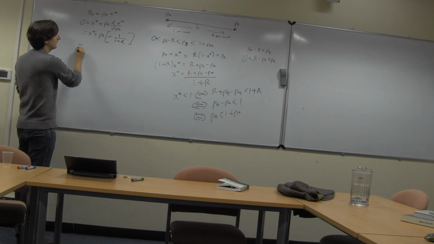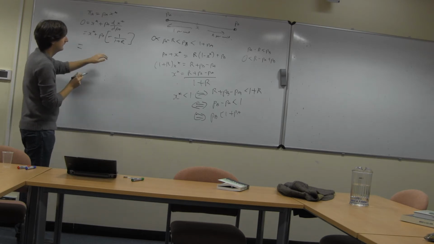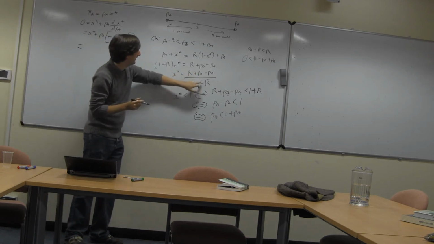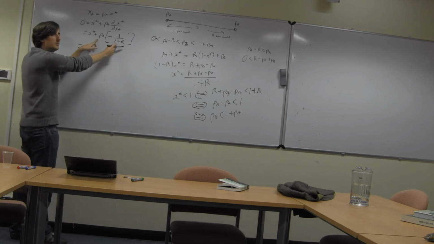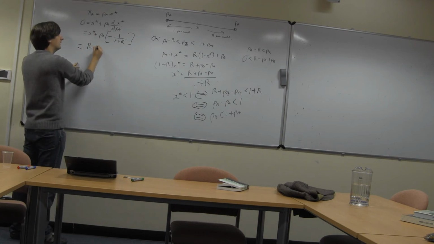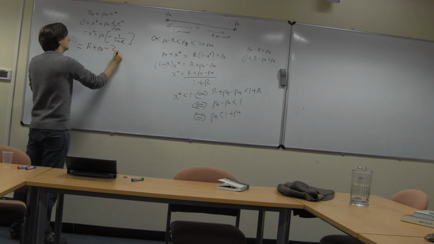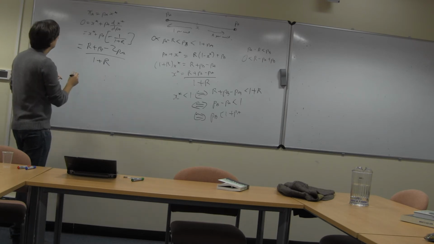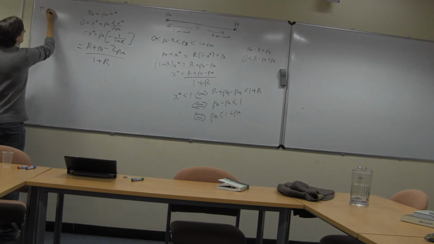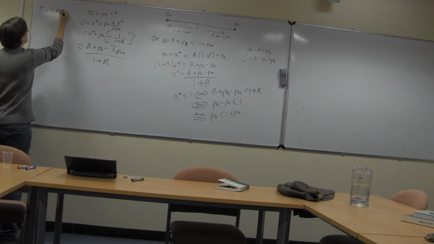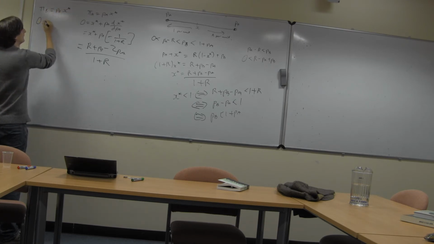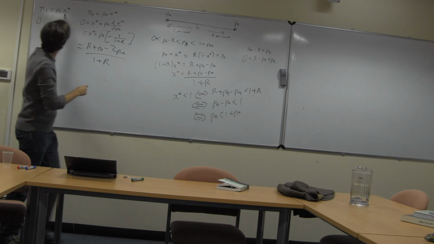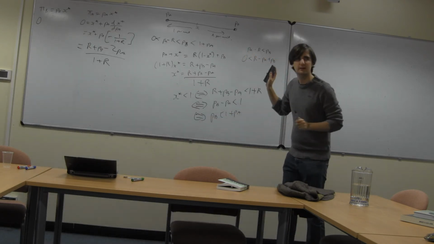Okay, and then substituting in what X star was as well. So X star has a minus PA over 1 plus R. We've got another minus PA over 1 plus R there. So this is just R plus PB minus 2 times PA over 1 plus R. And then same thing for firm B. Profits of firm B are PB times X star. Okay, so no. Oh, no. What have I done wrong? What's wrong with that? 1 minus? Yeah.